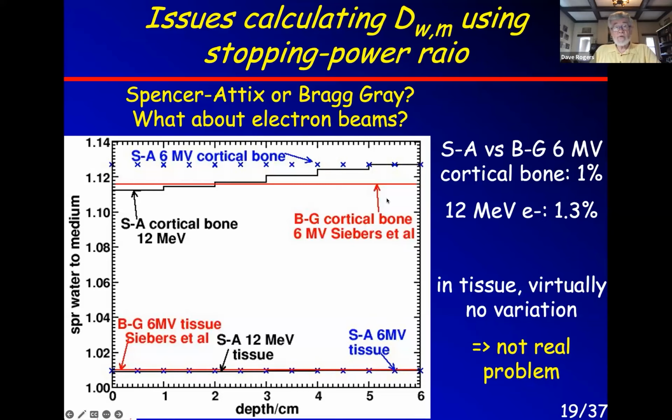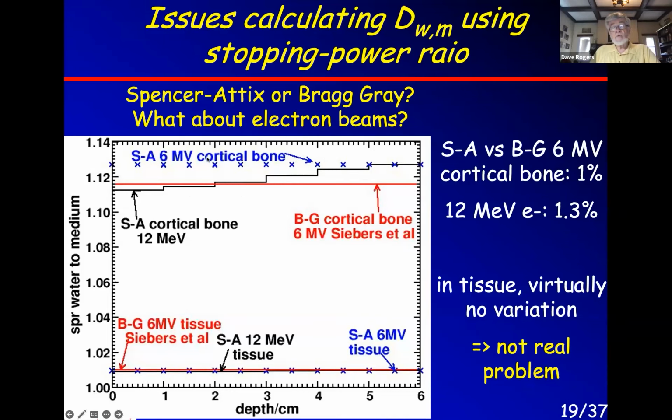So this is a rather busy graph, but if we look here, I'm calculating the stopping power ratio of water to medium. This is the one we need. If we take the Siebers et al. number, they said that as a function of depth, it's flat, and you get this Bragg-Gray calculation, this red line that we see here.